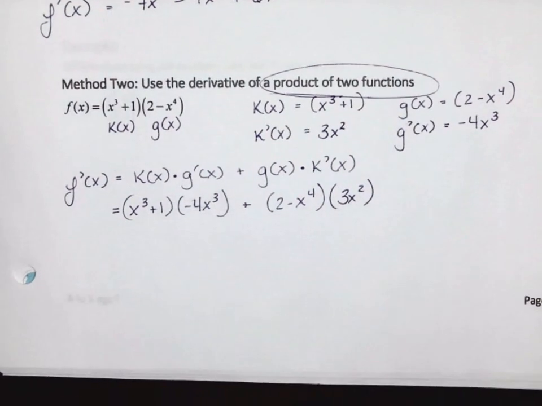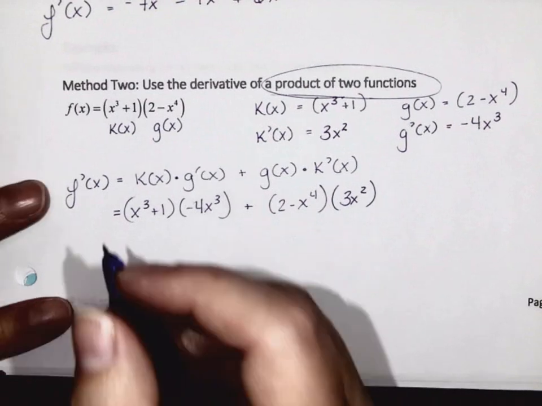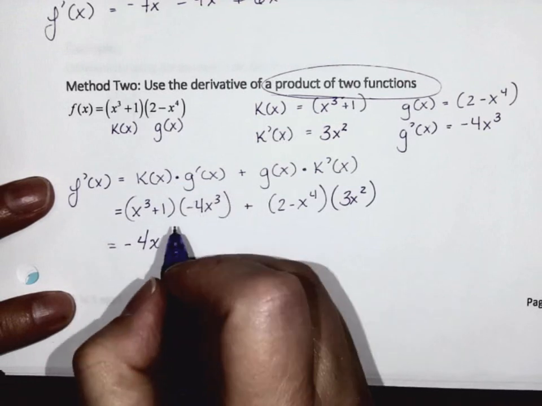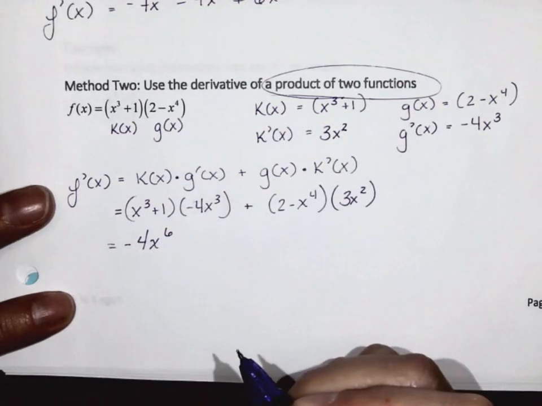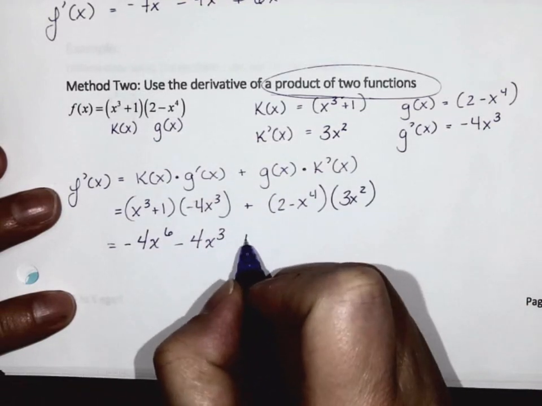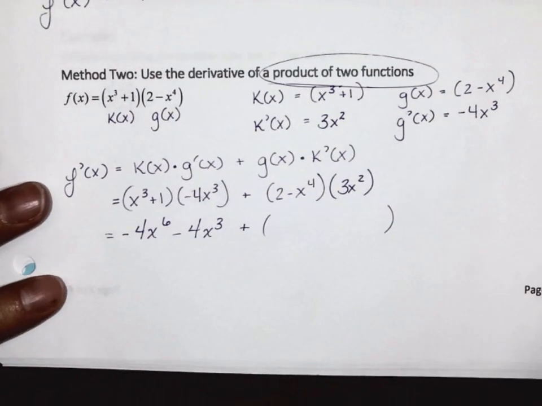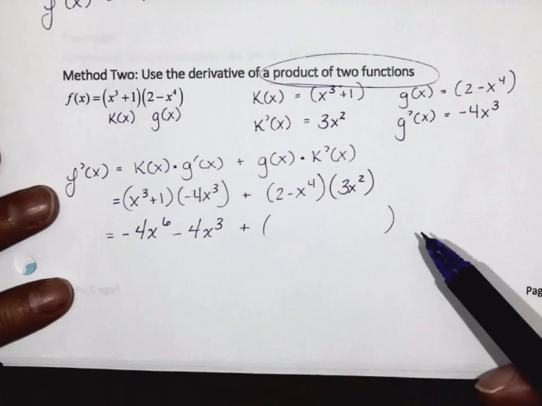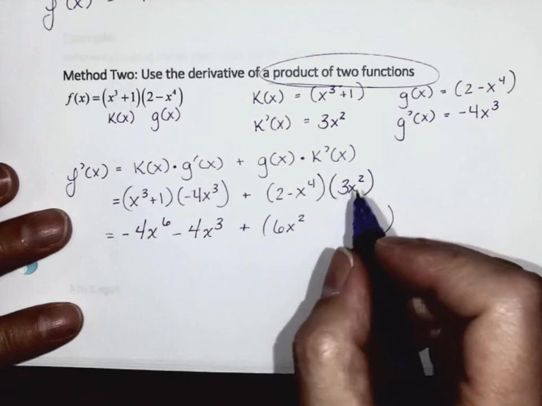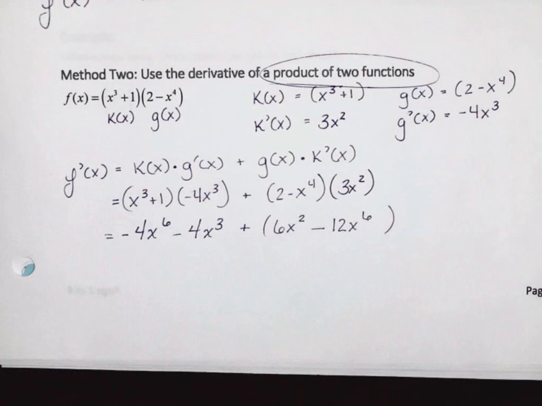So this one's going to be negative 4x cubed plus g of x, which is negative 2 minus 4x to the exponent 4, times 3x squared. The nice thing about this is it's almost the exact same. You're breaking a binomial down into two. So we're going to have negative 4x to the exponent 6 minus 4x cubed plus, I'm going to put this in brackets because I know there's going to be a negative in there somewhere, so I'm going to do my multiplying and put it inside brackets. So I'm going to have 6x squared minus 12x to the exponent 6.